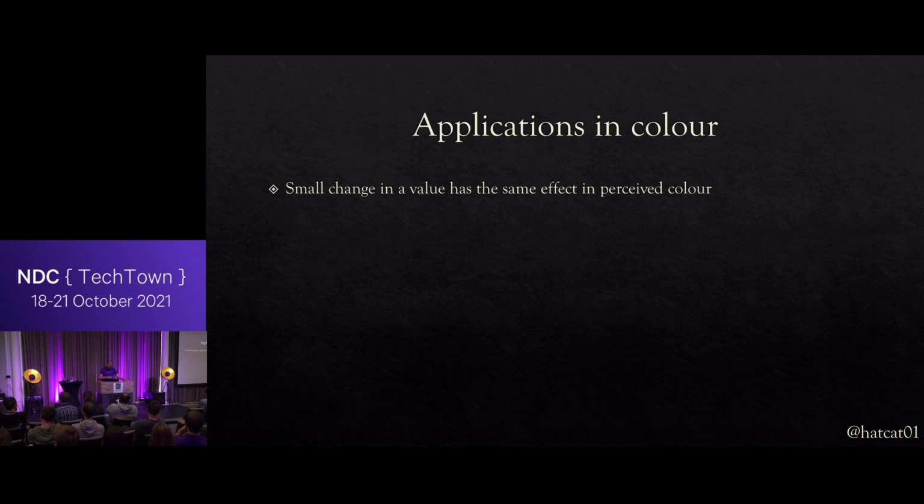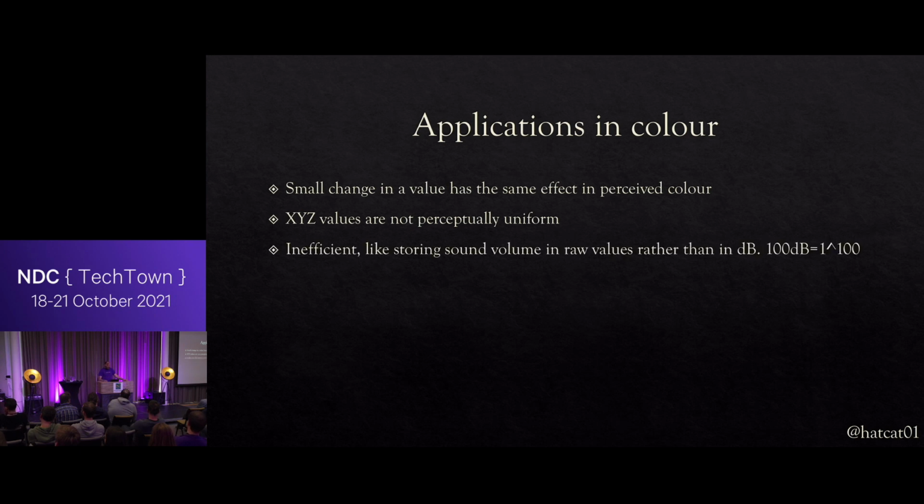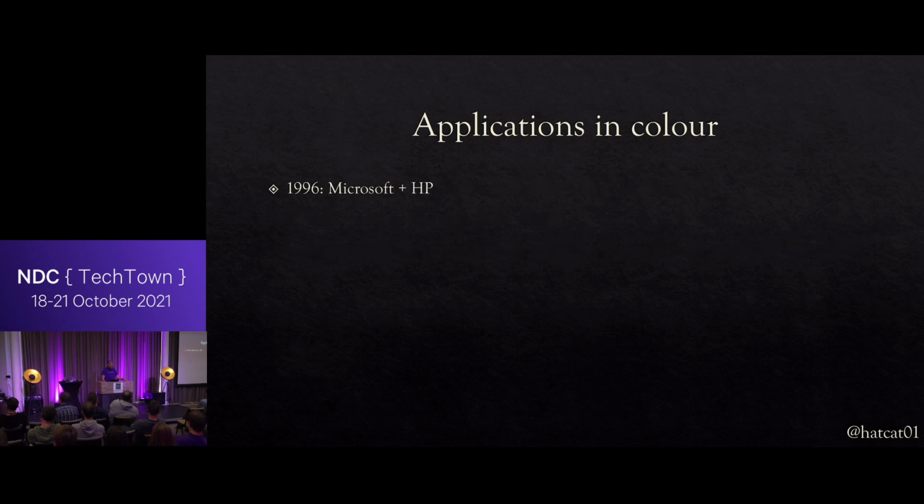I want to call back to the earlier discussion on how we perceive brightness, because perceptual uniformity is an important property where a small change in a value has the same effect in perceived color, regardless of what the value is. And values in the color space are not very perceptually uniform. This makes it inefficient. So there were 3 further attempts to achieve this uniformity, but they still demonstrate some distortion.